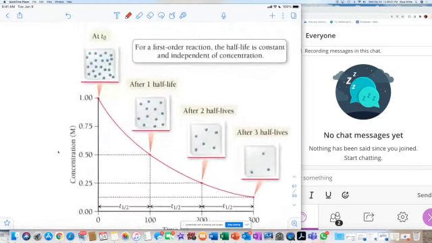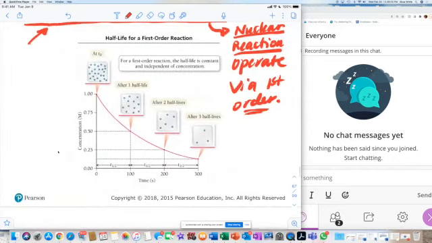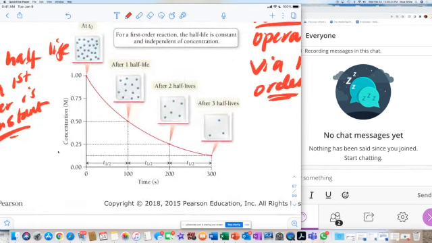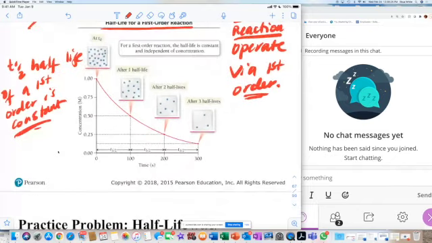Anyway, this is a graph that shows you half-life for a first order reaction. Remember I mentioned that the half-life, t1/2, of a first order reaction is constant. So what this picture is doing is illustrating two things, in my opinion. First of all, it's showing you that a reaction can have more than one half-life based on the definition.